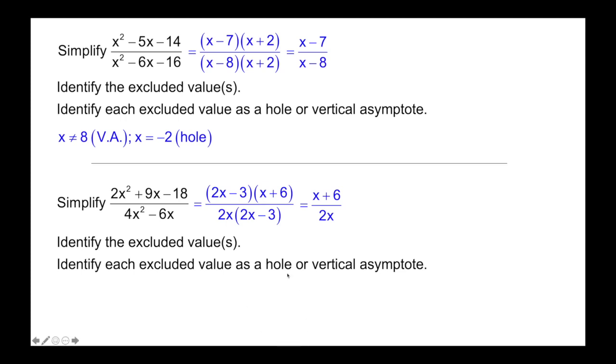Then as I'm looking for hole versus vertical asymptote, the 2x minus 3 part was the part that canceled. So that's going to be the hole at 3/2. The vertical asymptote is going to come from what we have in the denominator here. That's going to be at 0.